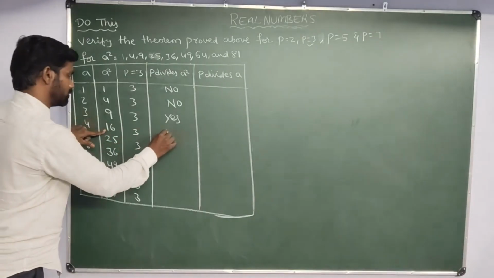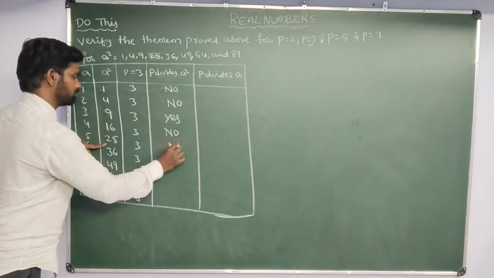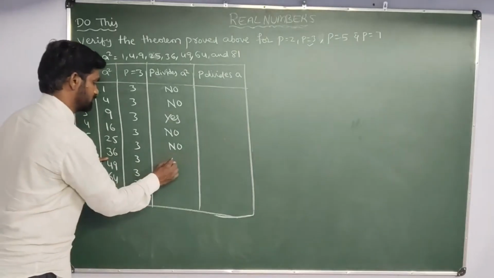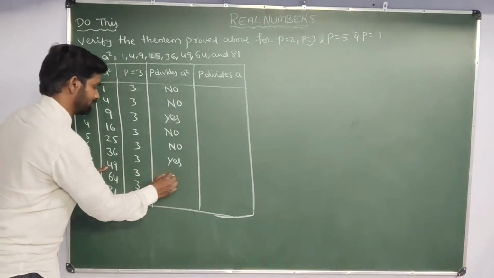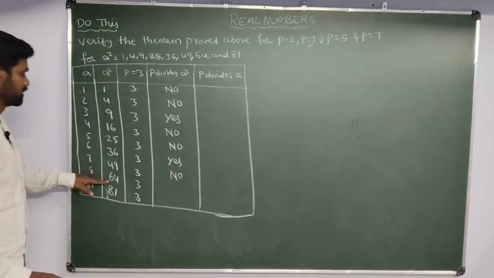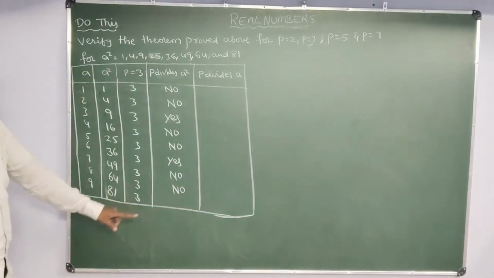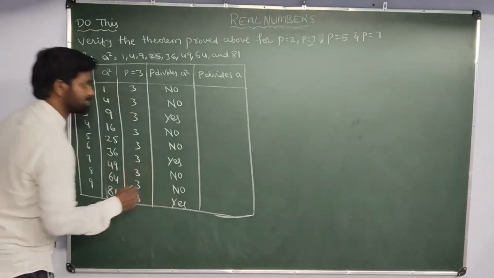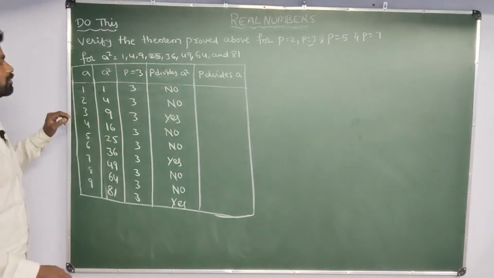16 divided by 3? No. 25 divided by 3? No. 36 is divided by 3? Yes, 36 is divided by 3. 49 divided by 3? No. Next, 64 divided by 3? No. Next, 81 is divided by 3? Yes. So in the same way, now we have to check whether this p divides a or not.